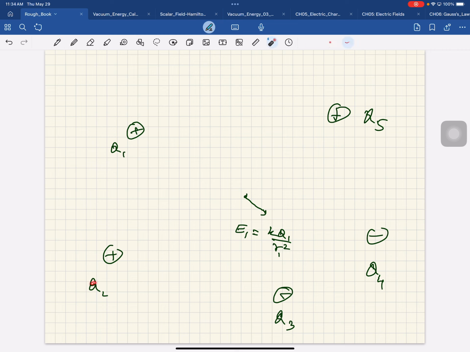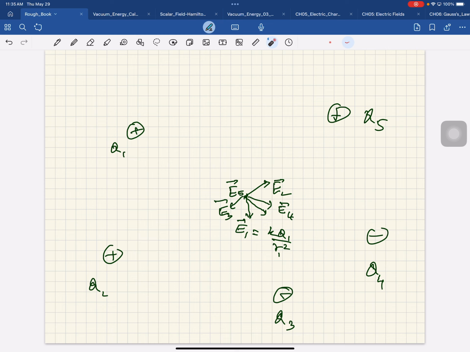What does this guy do? He does the same thing. He produces E2 in that direction, E3. These are all vectors, by the way. E4 and E5. So what is the total field there? The net sum. It's the sum of those 5 vectors, okay? And that's the superposition principle.